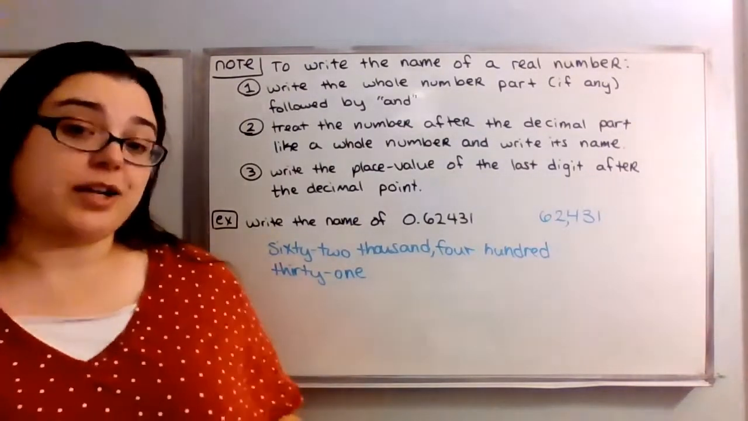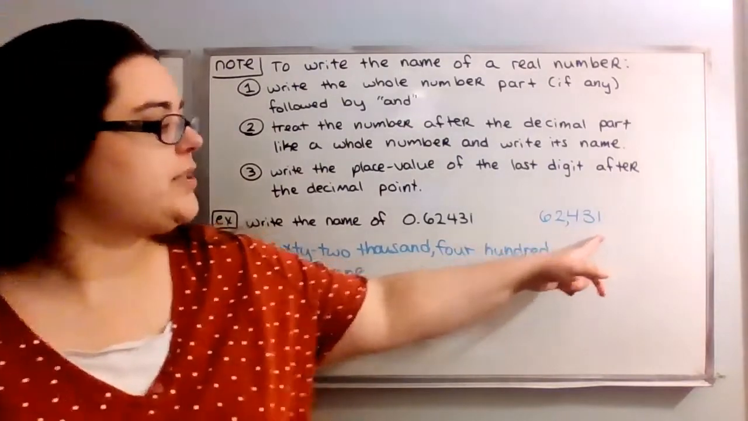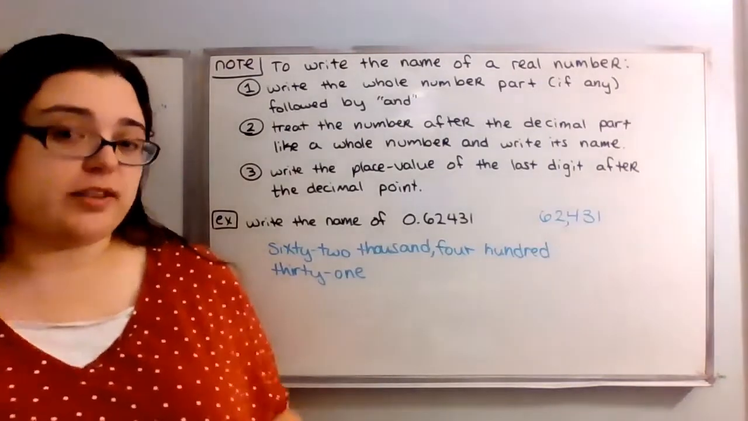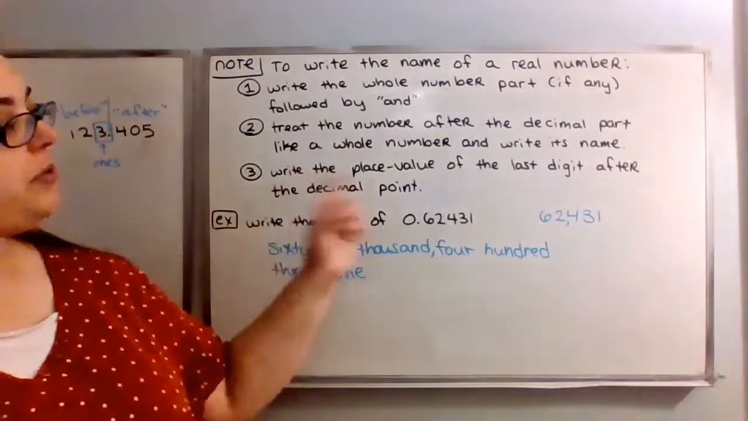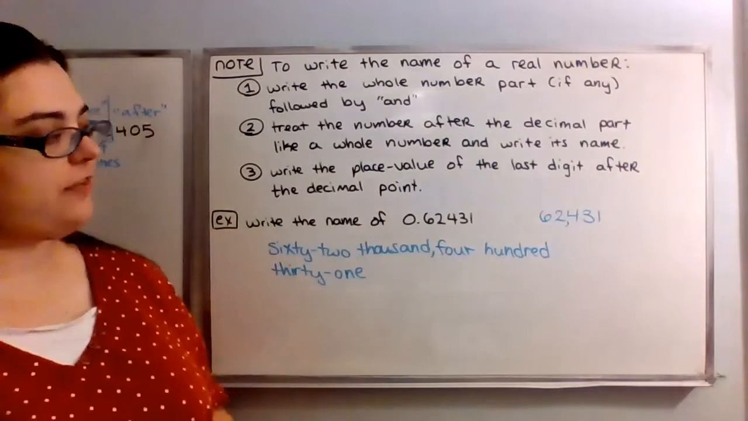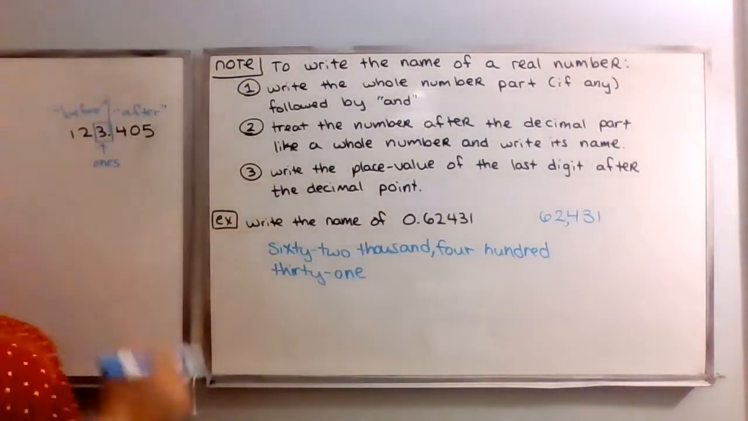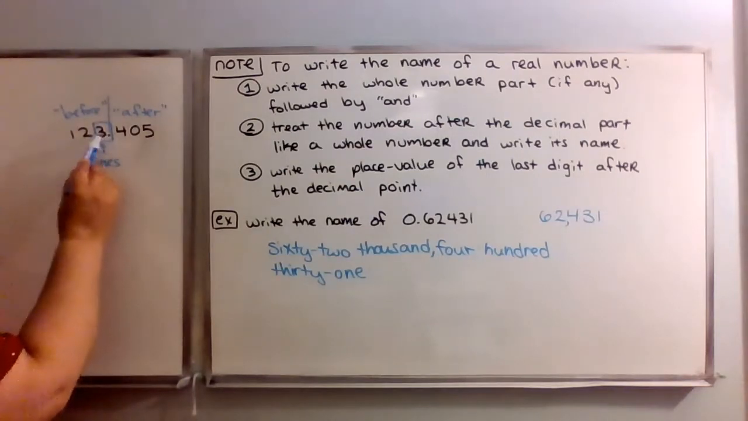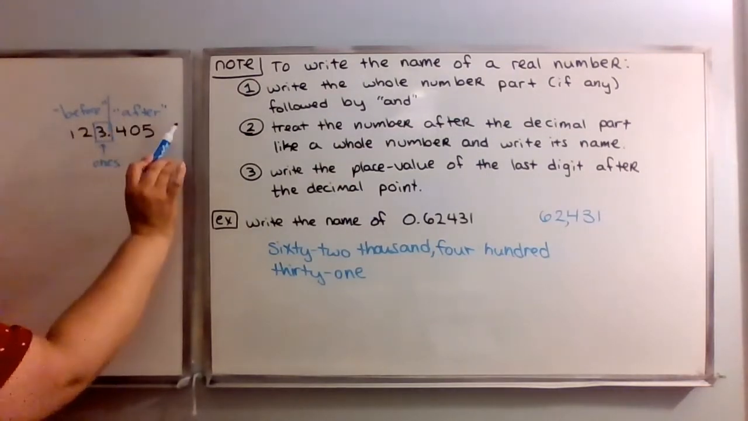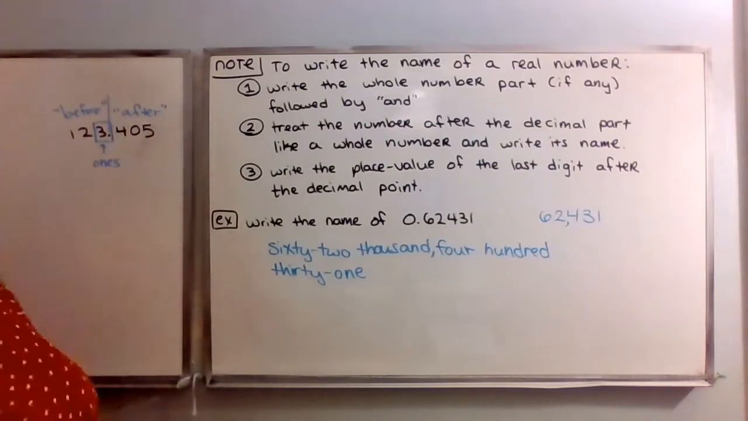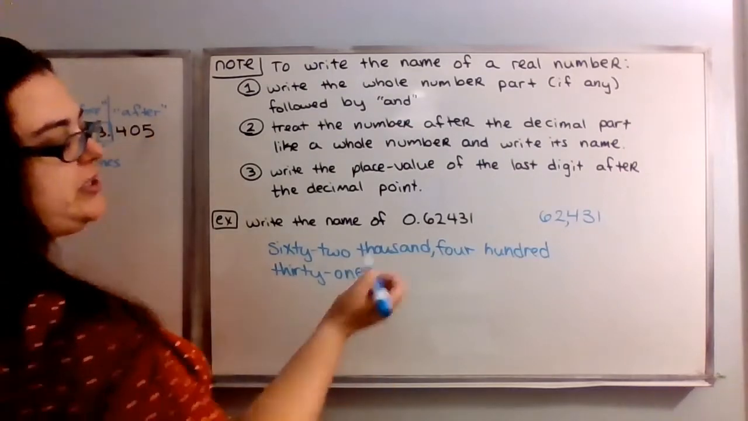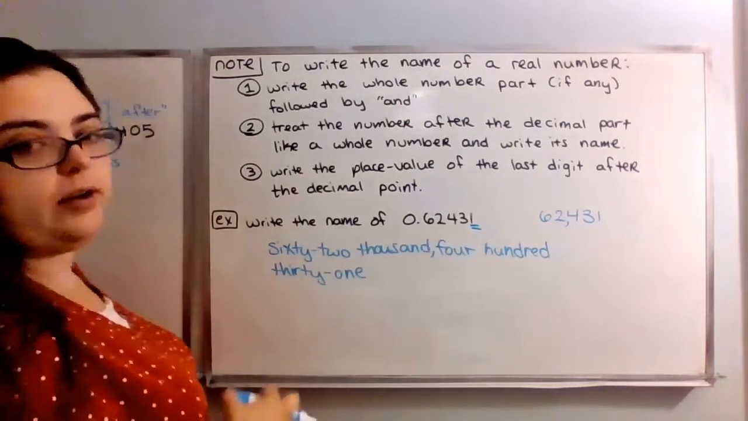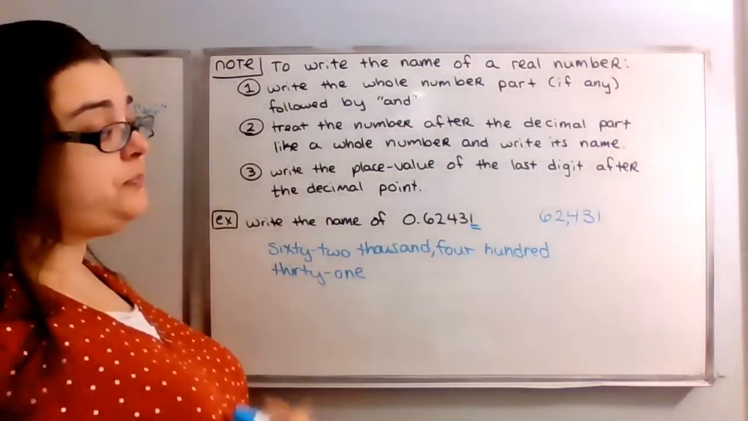So that's how we begin to write this decimal: we write the name of the whole number piece that follows the decimal point. Where this becomes different from writing the name of a whole number is that now we have to write the place value of the last digit after the decimal point. I have a little guide here. When I say before or after a decimal point, before means to the left of the decimal point and after means to the right. So we need to find the last digit after the decimal point, which is over here, and write the place value of that digit.